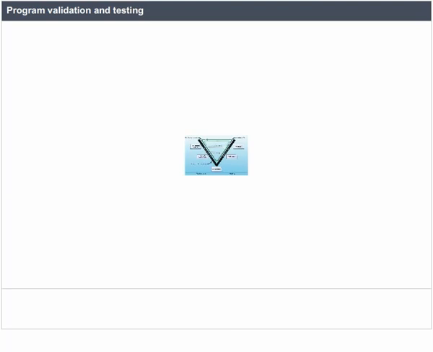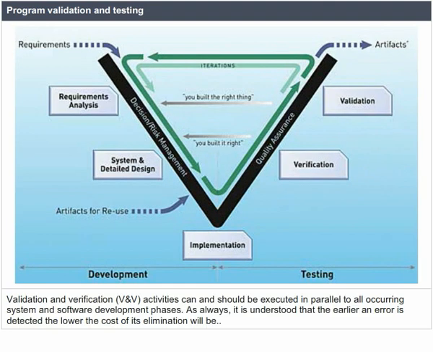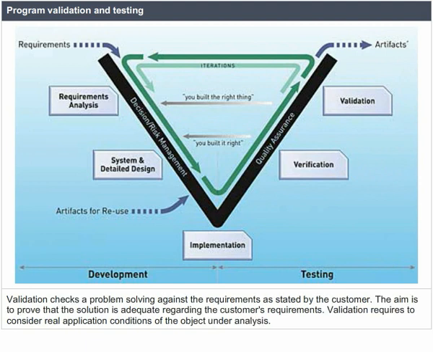Program validation and testing. Validation and verification (V&V) activities can and should be executed in parallel to all occurring system and software development phases. As always, it is understood that the earlier an error is detected, the lower the cost of its elimination will be. Validation checks a problem solution against the requirements as stated by the customer. The aim is to prove that the solution is adequate regarding the customer's requirements.